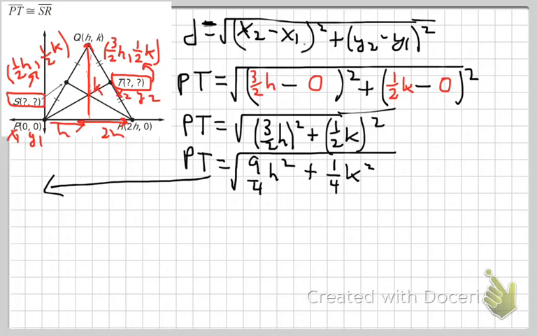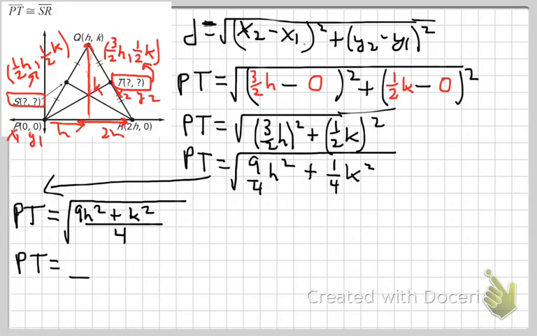And now I'm going to start working over here because I might need this extra space. I'm going to get PT. And what I notice is they're both over 4. So I've got to simplify. They have a common denominator 4, so I can put everything over 4 and I'm going to get 9h squared plus k squared. Okay, now I can split it up. I can split up the square root to the square root of 4 and the square root of 9h squared plus k squared. Now remember, that top square root, you cannot take the square root of 9h squared and then take the square root of k squared and then add them later. You have to add them first, but I don't know what they are. So I'm stuck on top.